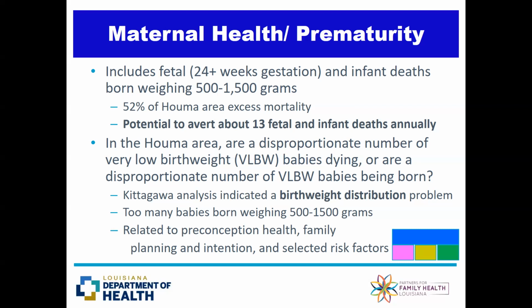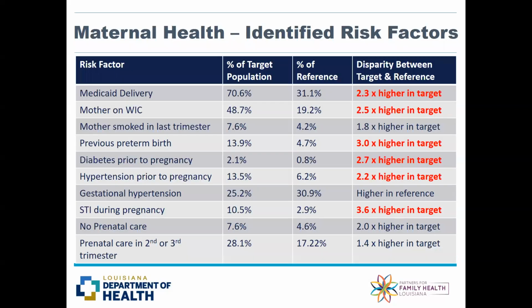And this is based on birth weight distribution, which is related to preconception health, family planning and intention, and selected risk factors. And as many of you know, this can go back to access to insurance and socioeconomic status. I then looked at some individual variables between the target group, which is HOMA area births, and the reference population of Louisiana mothers with the best outcomes. And this is data from the birth certificate.